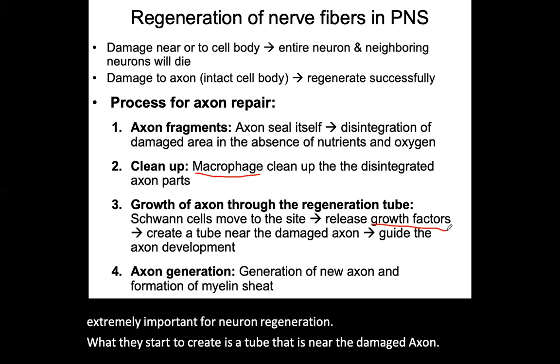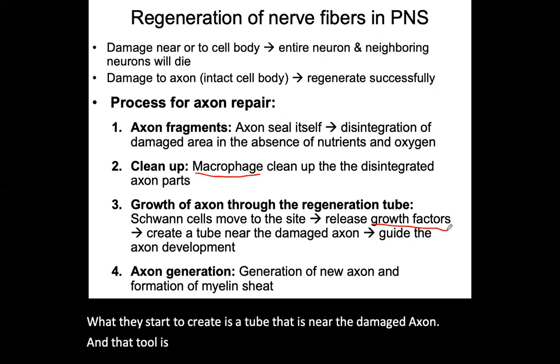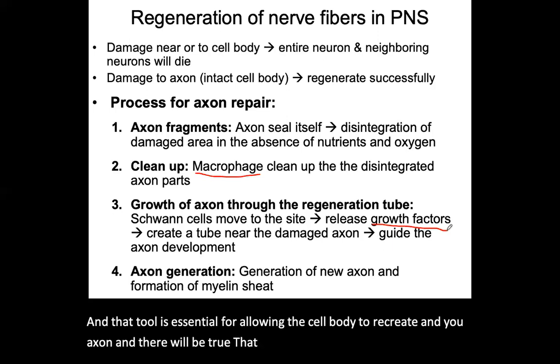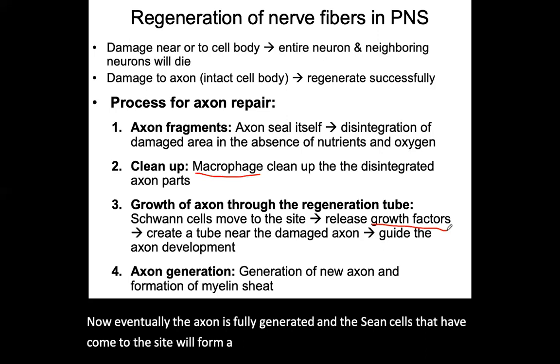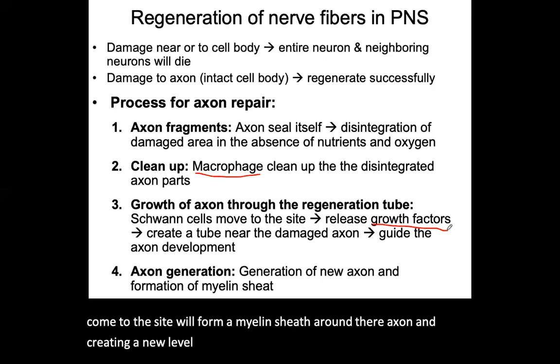And that tube is essential for allowing the cell body to recreate a new axon and develop it through that neural tube. Now, eventually, the axon is fully regenerated, and the Schwann cells that have come to the site will form a myelin sheath around the axon, creating a new level of insulation.